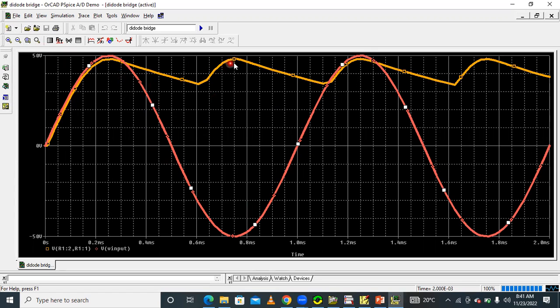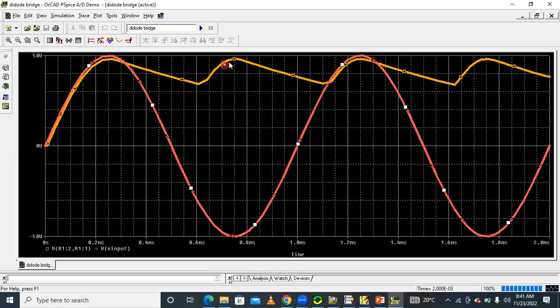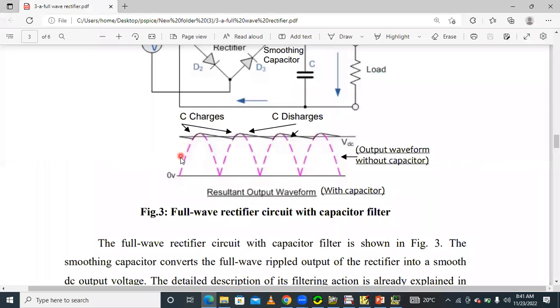This is the voltage across the load capacitor. The capacitance value is less, no? 10 microfarads. That's why we are getting more ripples. So up to here, the capacitor voltage is increasing exponentially, which means the capacitor is charging, and then discharging, charging, discharging. Same as this in this waveform. The resultant output voltage with the capacitor is increasing and decreasing, charging and then discharging.